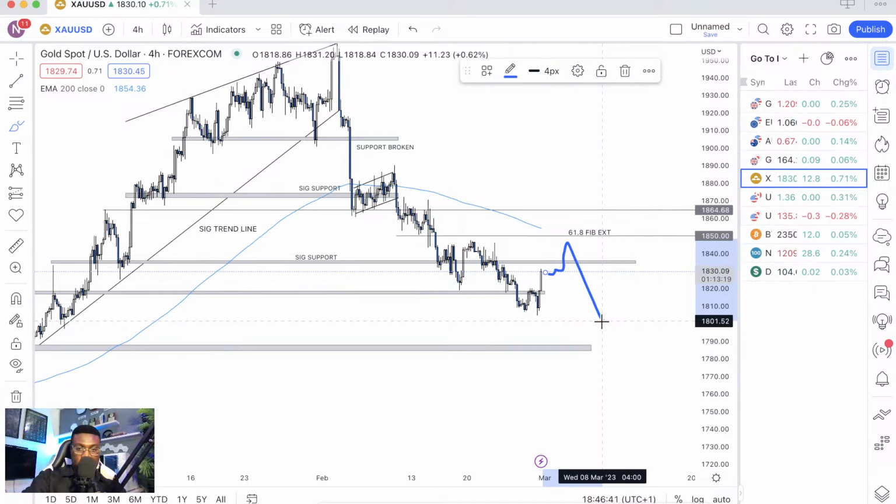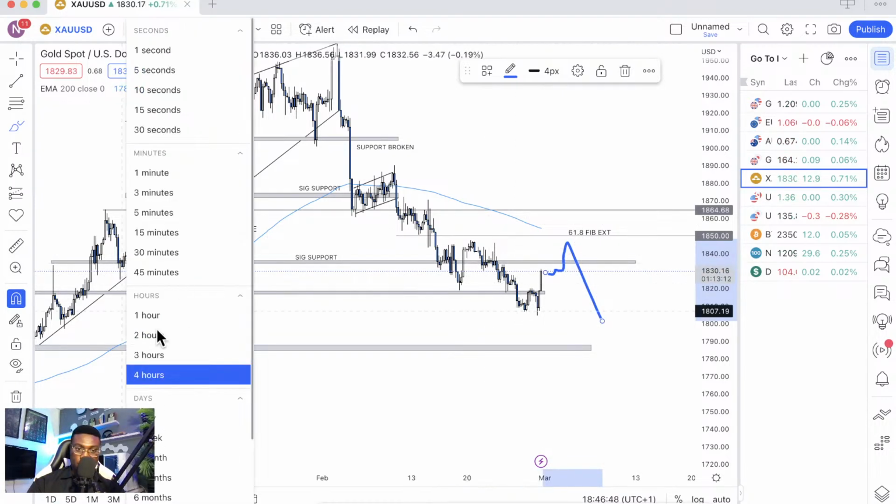So it's not really ideal to hop on gold trades right now. What you want to do is just go to the 2-hour time frame as well.